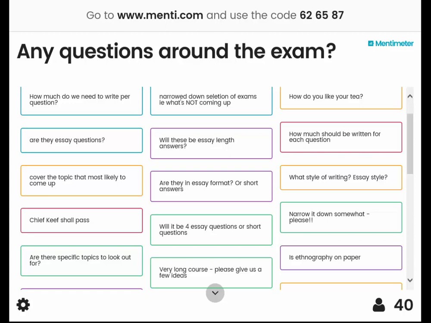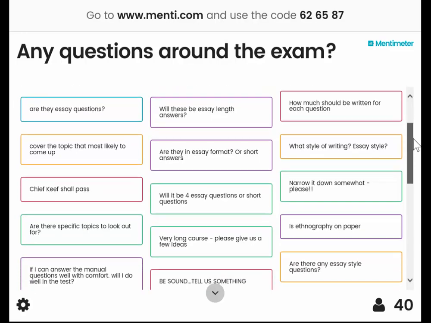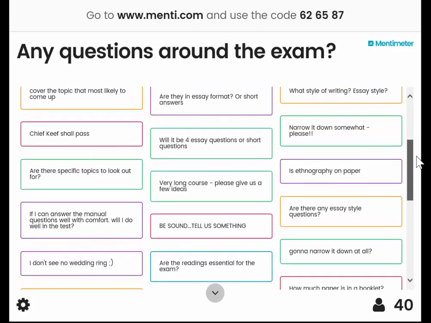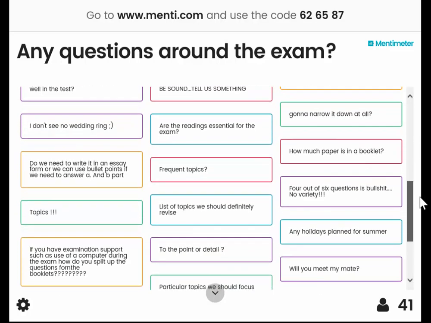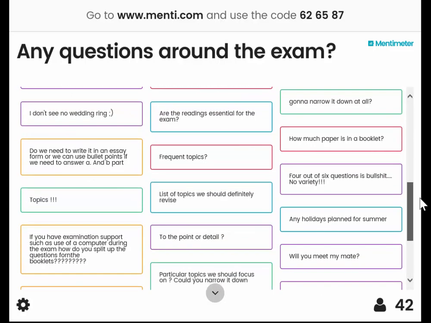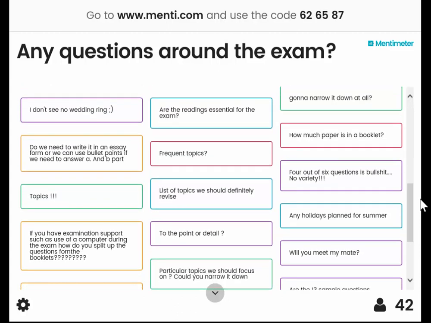What style? Essay style? Yes, it's going to be essay style. It should be in essay form, but at the end of the day, you will get points for these different things. So if I say 4 examples, you will get 1 point for the first example, second example, third example, and so on.